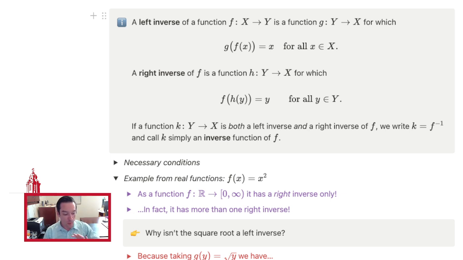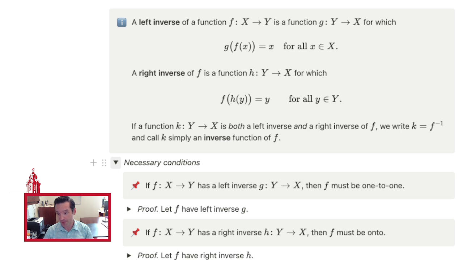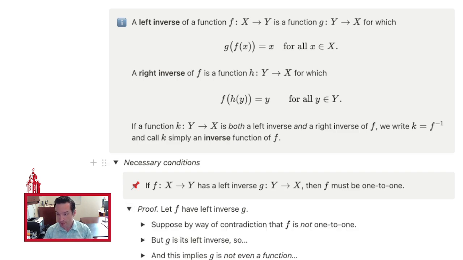Let's talk a little bit about what needs to be true about f in order that these inverses exist in the first place. So first of all, in order to have a left inverse, something which undoes what f does, we need f to be 1 to 1. Let's take a quick look at a proof of that. So suppose that f has a left inverse that we call g.